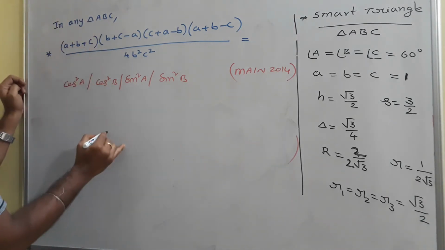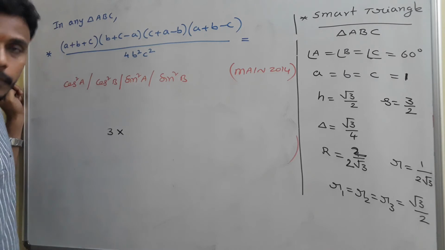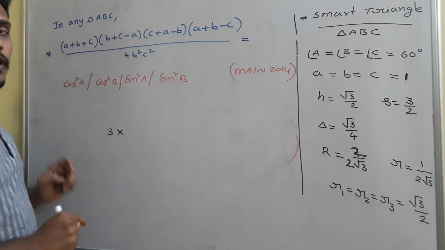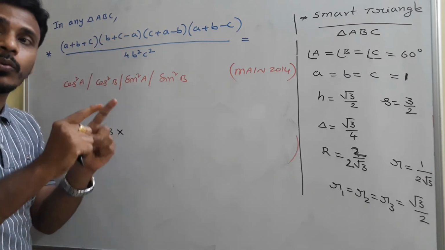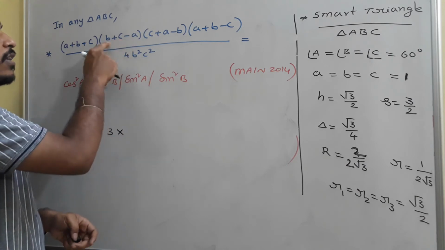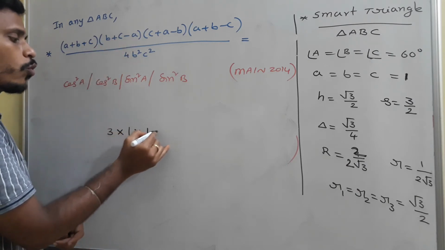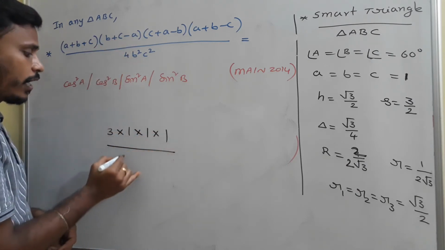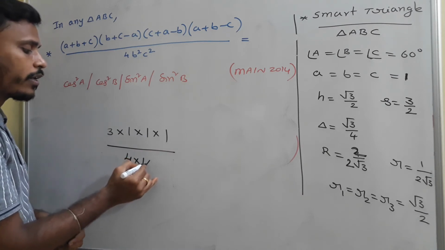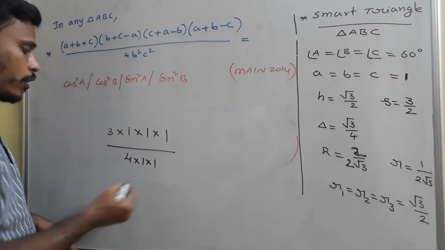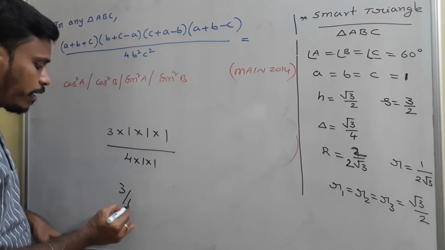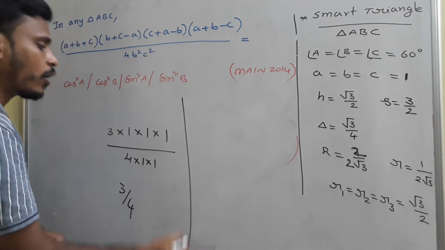A plus B plus C: 1 plus 1 plus 1 is 3. B plus C minus A: because all the values are equal to 1, C minus A is 0, this is 1. The next value is also 1, the next value is also 1. Divided by 4 into B square, which is 1 square, C square is also 1 square. So your simplification part is 3 by 4. Okay, so this is the question part.